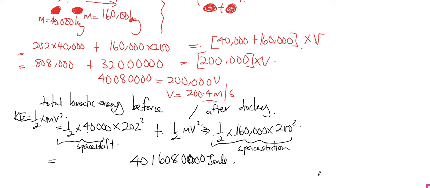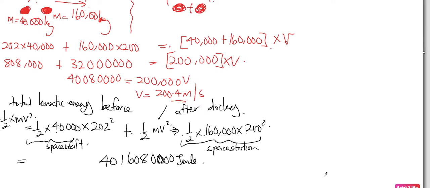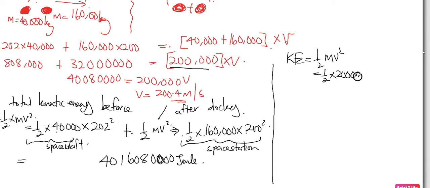Now let's find out what it is after docking. After docking, they join together, so I have 200,000 as their mass. The KE will be half mv squared, which is half times 200,000 multiplied by the velocity, 200.4, squared. What I've gotten here is 401,601,600.